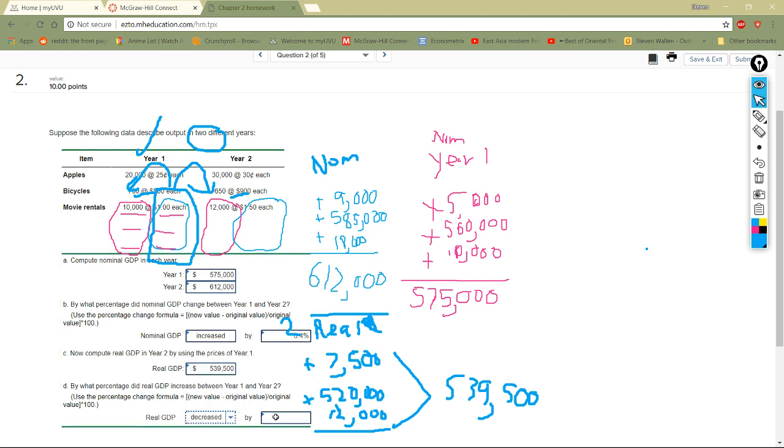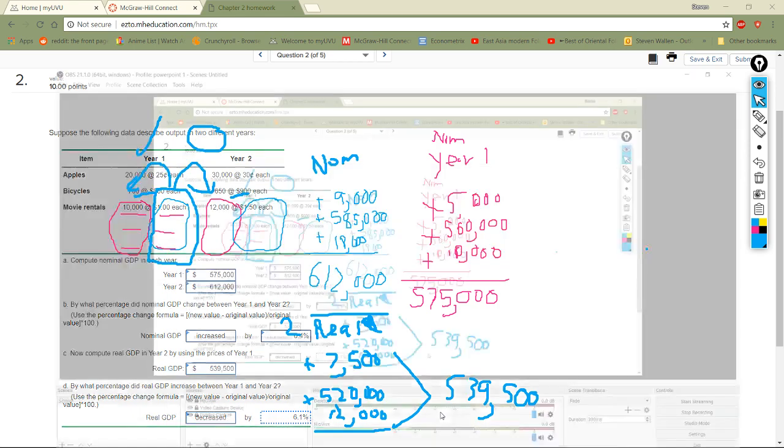So it decreased by 6.1. Let's make sure it's what the calculator said.